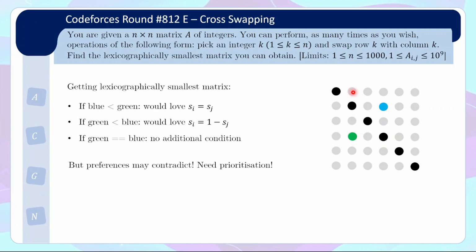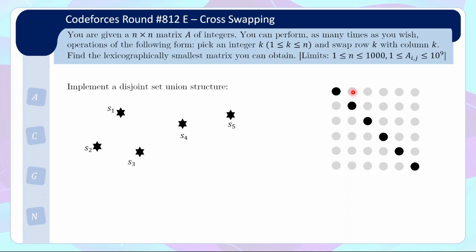How do we actually implement this? Well, we can implement a disjoint set union structure to figure out which constraints to actually implement and which constraints we have to forgo. So what we do is we have one point for each of the values S1, S2, S3, and so on. And we will draw an edge if there's a constraint between Si and Sj. The edge can either say they must be equal or say that they must be different. No edge means there's no constraint imposed.